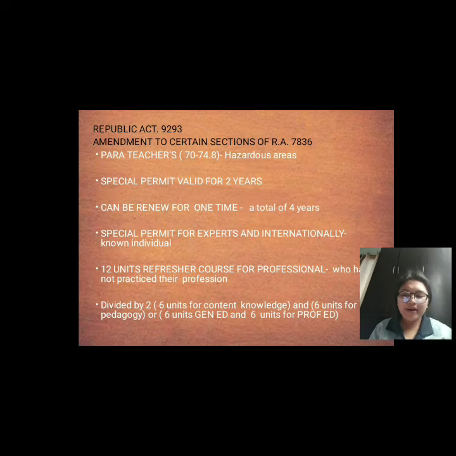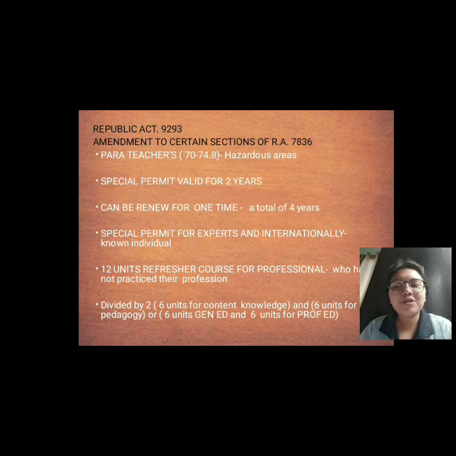And we have two types of para teachers, the criterion and norm. When we say criterion, it is the standard of 75%, or having a score of 75%. And the norm is comparing to the other students' scores. And we have the special permit valid for 2 years. For example, Lea Salonga wants to be a music teacher or wants to teach music, so she must have this special permit for experts or internationally known individuals.